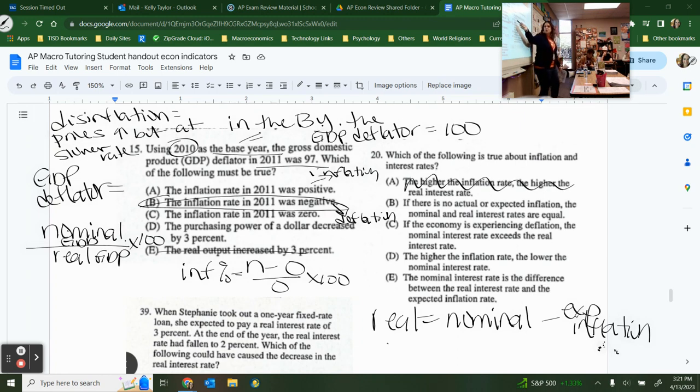Okay, let's look at B. If there's no actual or expected inflation, the nominal and the real interest rates are equal. What do we think? Yeah. If this is 0, then these two are going to be equal to each other. It is B.